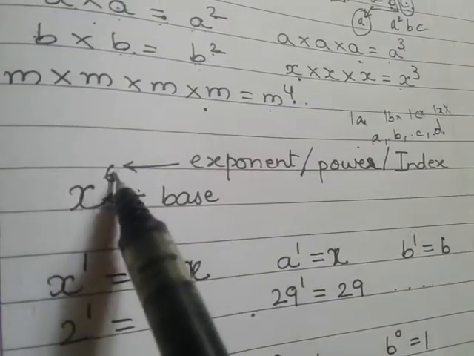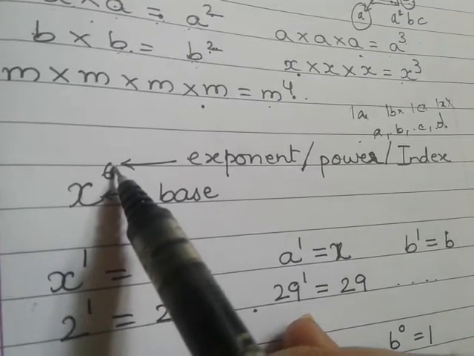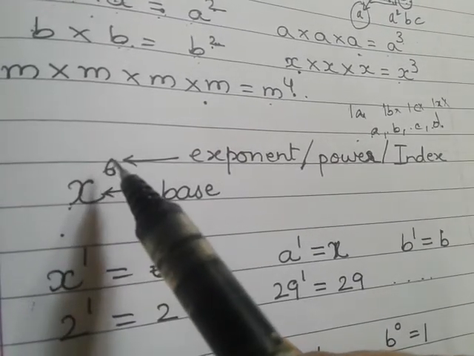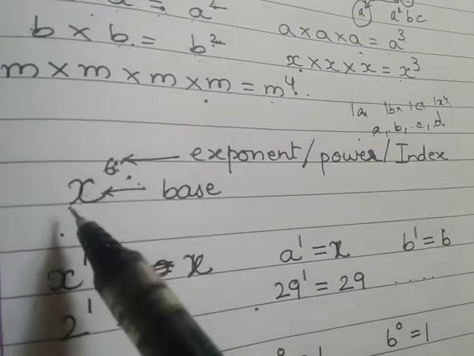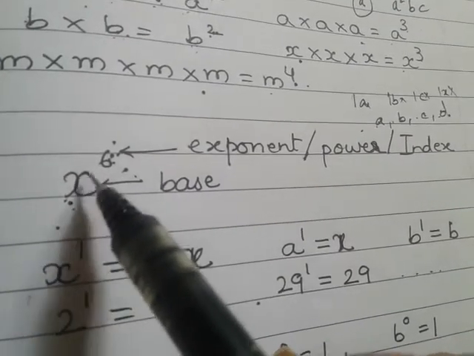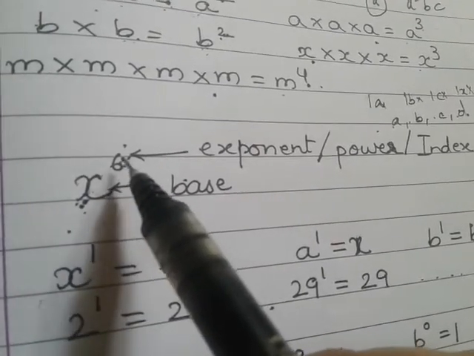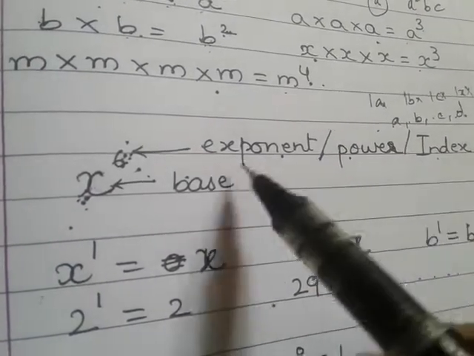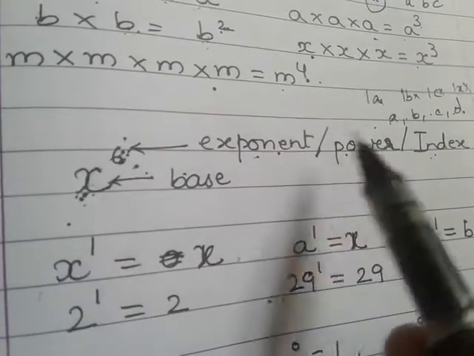So x raised to 6, what is this? How you are supposed to read it is x raised to 6, or x raised to the power 6, or we say the sixth power of x. Here x is the base, since it is in the bottom part. Raised to 6 means 6 is called the exponent, power, or index. So this is the base and this is the exponent, power, or index.